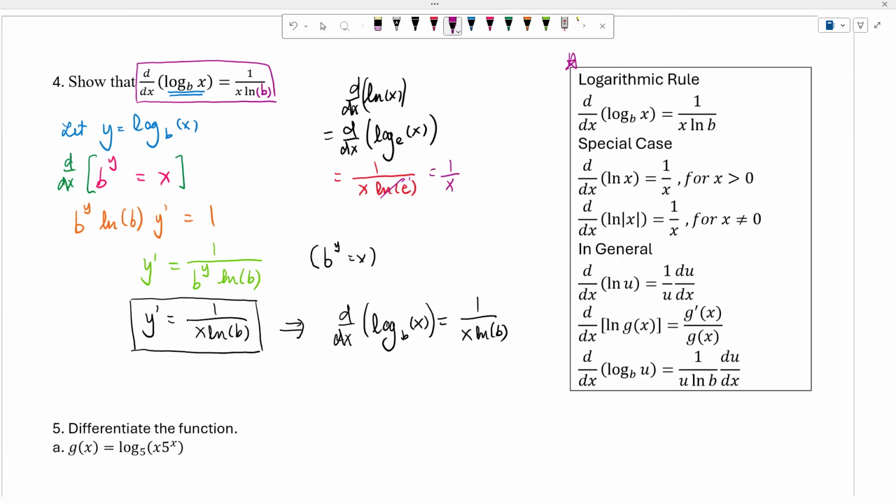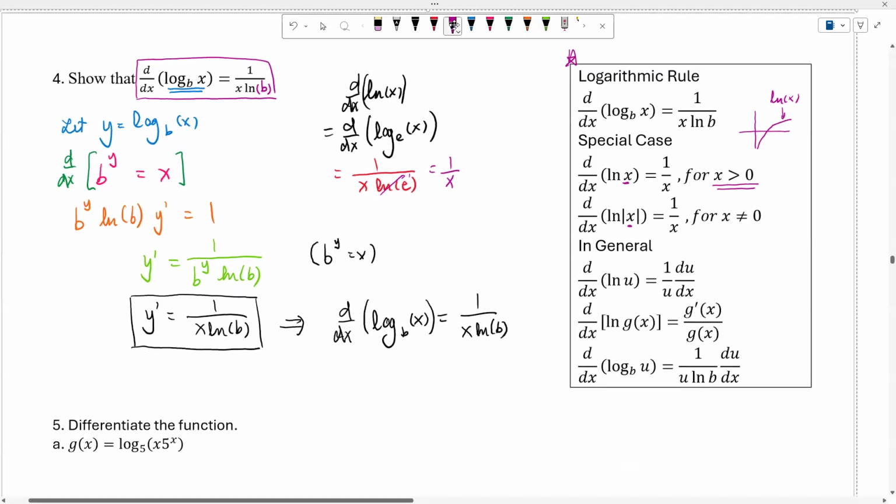Okay. So in this case, you will see that for the graph of the natural log of x, this x here must be positive. Now, if I take the derivative of natural log of absolute value of x, then again, this is also equal to 1 over x. But in this case, we have x not equal to 0, because the domain of this is all real numbers except x equal to 0.